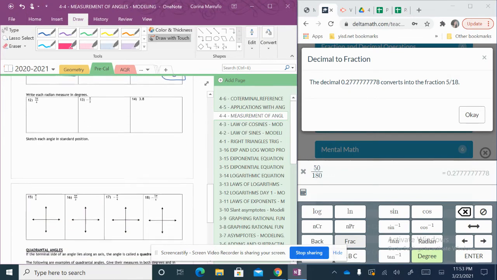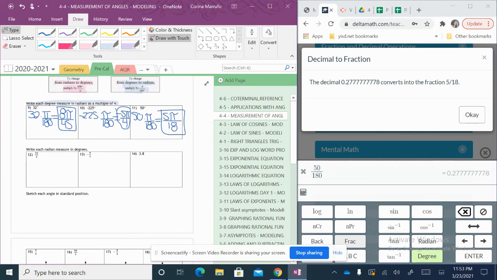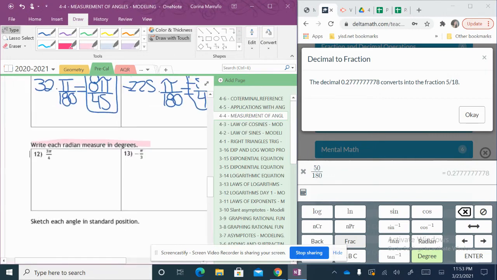The next one, write each radian measure in degrees. So here we have 3 pi over 4. So to change it to degrees, we're going to have to multiply by pi over 180. So we are using the first formula. Okay, so let me go here. Let me zoom in.